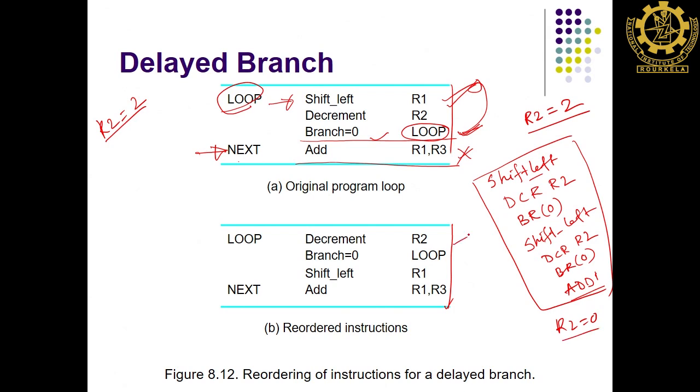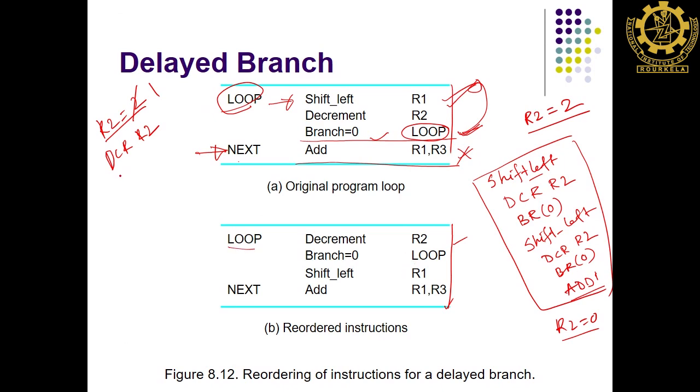Now, what is the decrement of R2? It is decremented, so the statement is DCR R2, and the value of R2 is now 1. Next, what did we do? Branch if zero. So, branch zero means where will it branch? It will go to loop 1.